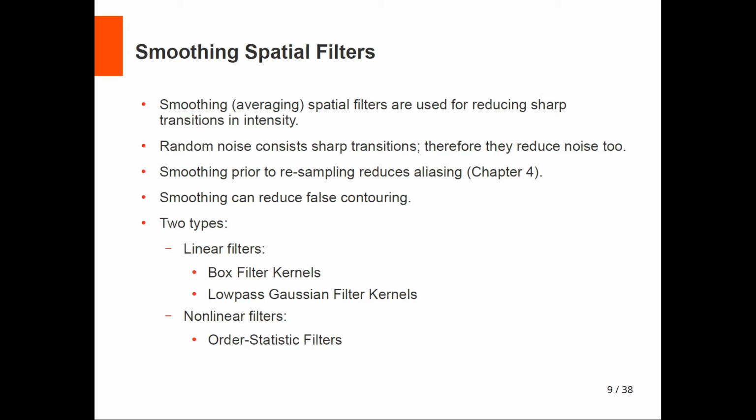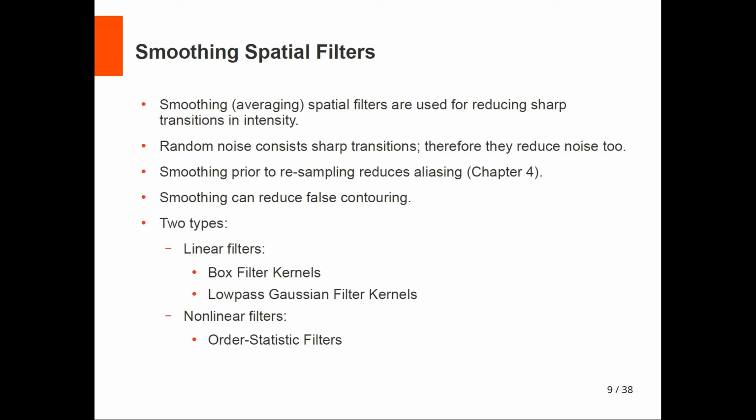We can use smoothing to reduce false contouring. If you remember, false contouring was the result of using not enough bits or intensity levels to show an image. So if you have an image coded using 3 bits and you want to convert it to an image coded using 8 bits, you will see a lot of false contouring, but by applying a smoothing spatial filter, you can reduce the effect of false contouring.